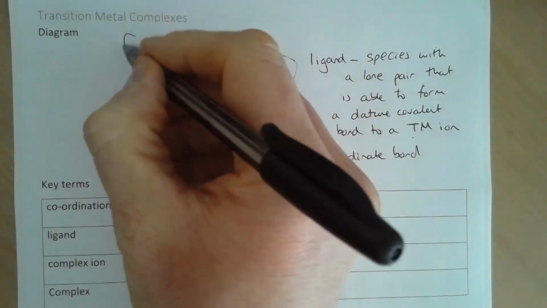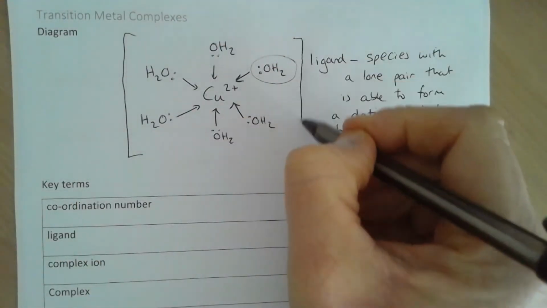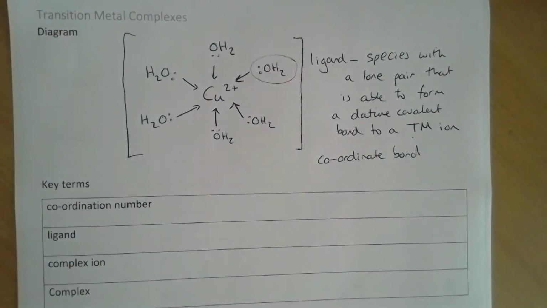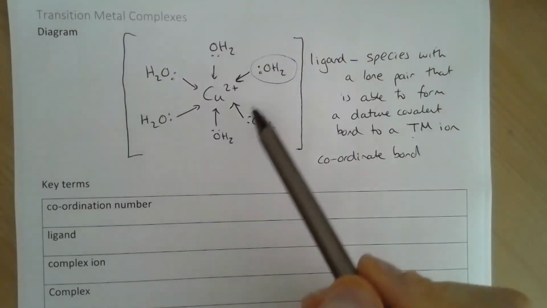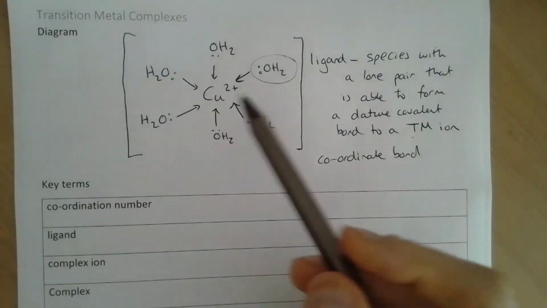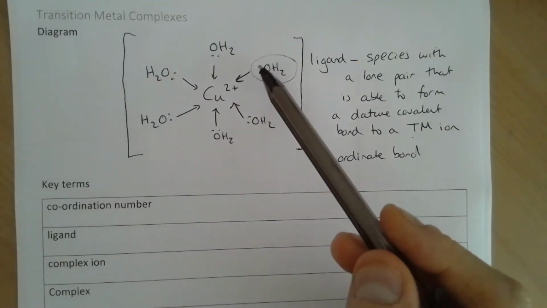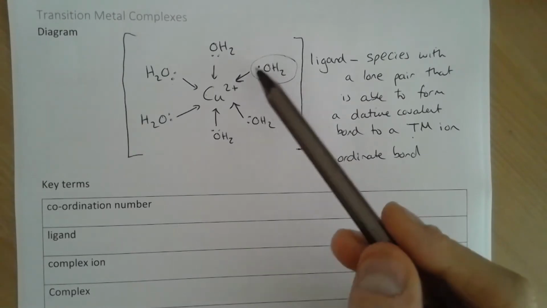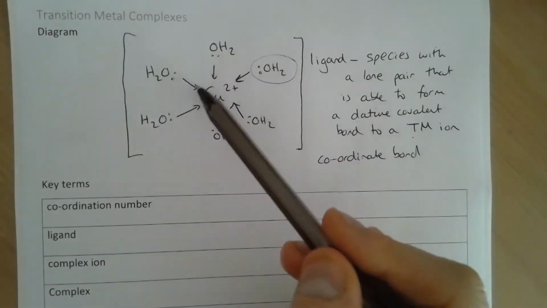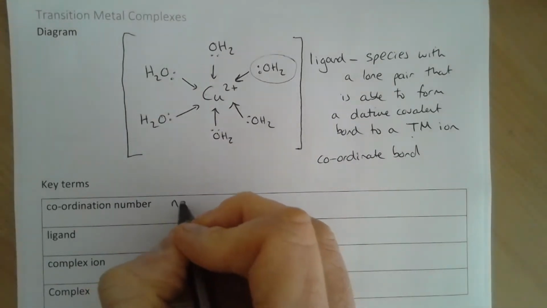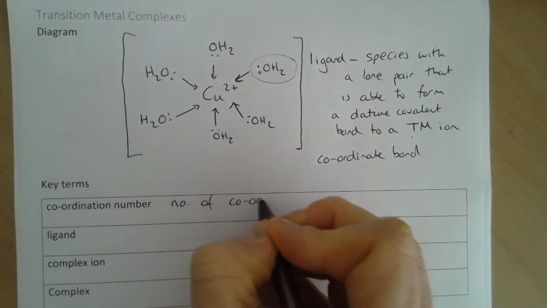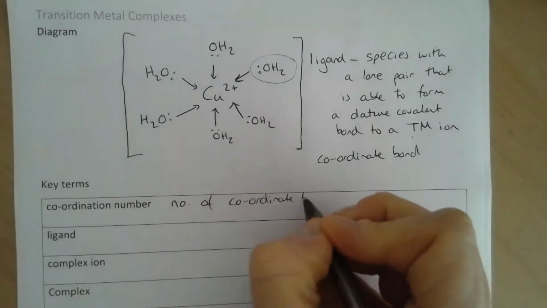This whole species we can describe as a complex, and we'll tend to see it surrounded by square brackets, but we'll come on to that more in a minute. There's one other important thing that we need to think about here, and that is the word coordination number. So coordination number is simply the number of dative covalent bonds in the complex. So in this case it's 1, 2, 3, 4, 5, 6. So coordination number is the number of coordinate bonds in a complex.